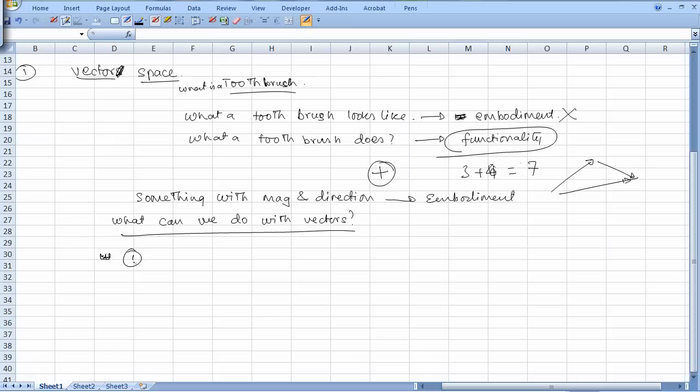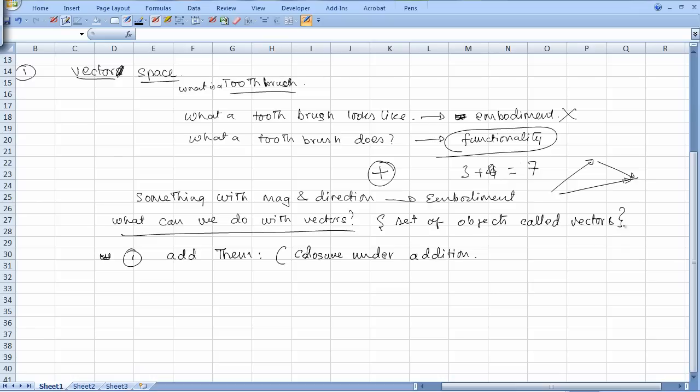So things that we can do is, one, I can add them. This is usually referred to as closure under addition. So imagine you have a basket or a set of objects called vectors. If you take two of them, A is an element of that set, B is an element of that set, then A plus B must be an element.